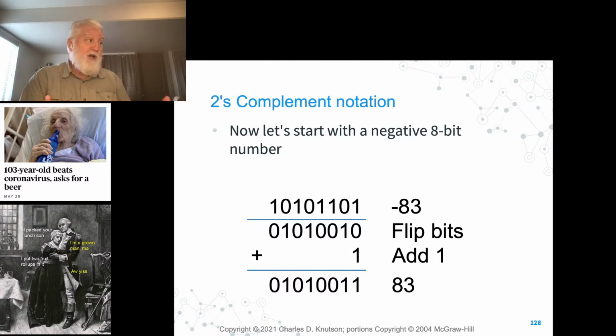It's just like a weird encoding. I take that -83, and you trust me on that. Then I flip the bits, I add one, and I get this piece of crap right here. Actually, that piece of crap looks like the number 83 because it's positive. But if I go the other way, you're like, oh, that's -83. Nah, none of that even makes any sense.